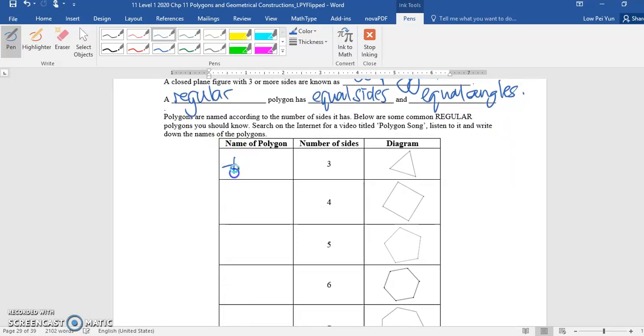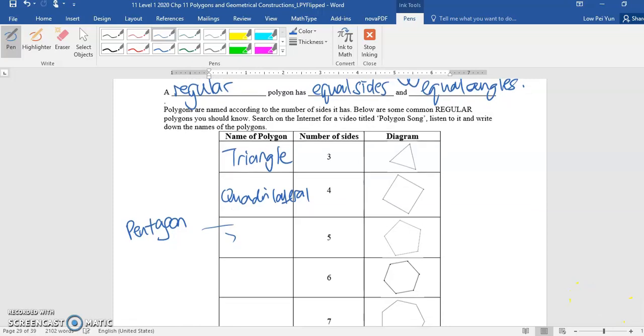Now let us quickly write down the names of the polygons we have here. We have learned that this is a triangle in primary school. Four-sided figures are called quadrilaterals. And okay, as you can see, the words will fly, so I'm going to write the word outside. Okay, pentagon is the next one, a five-sided figure. We have a famous building in the US called the Pentagon.